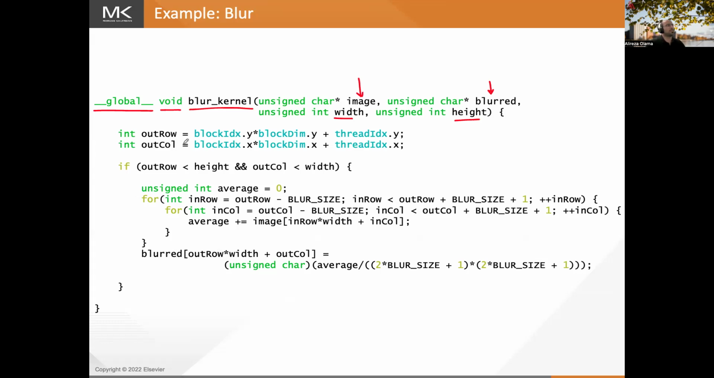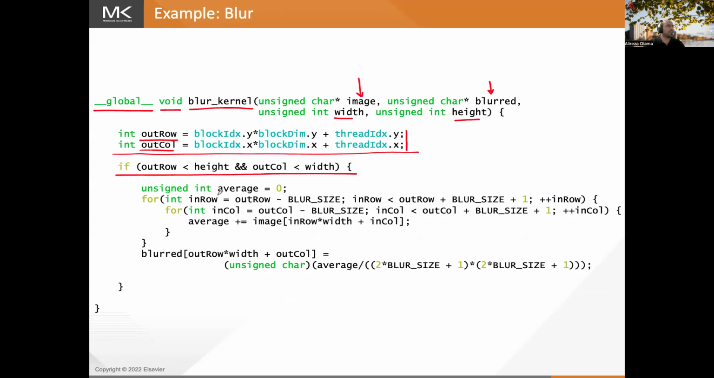Similar to the previous example, the first thing that we need to do is to identify the column and row of the thread in the thread block that we want to work with. In this case, we call them out row and out col because we are working on the output image row and column. So we identify them as before. Then we have this boundary condition because we don't want to be outside of the image boundary.